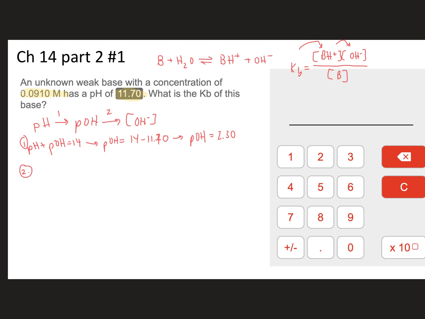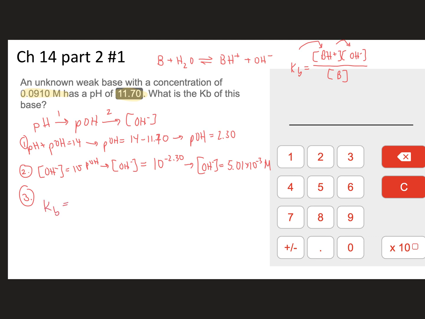Step 2, now I can find my hydroxide concentration because I know hydroxide equals 10 to the negative pOH. So hydroxide equals 10 to the negative 2.3. My hydroxide concentration at this pH ends up being 5.01 times 10 to the minus 3 molar. Now we can plug that into our Kb expression.